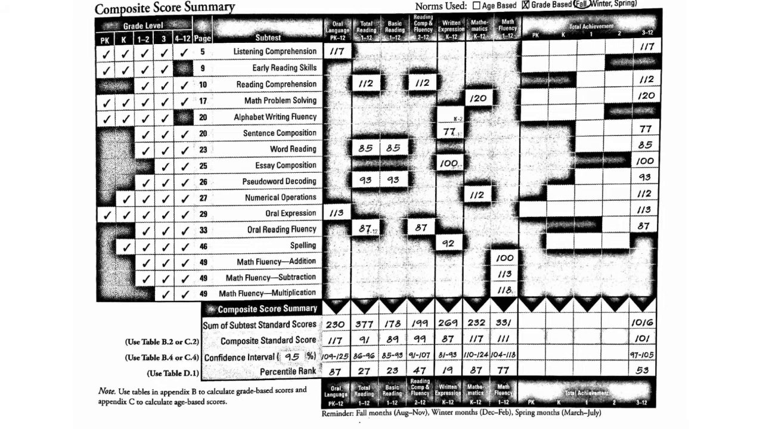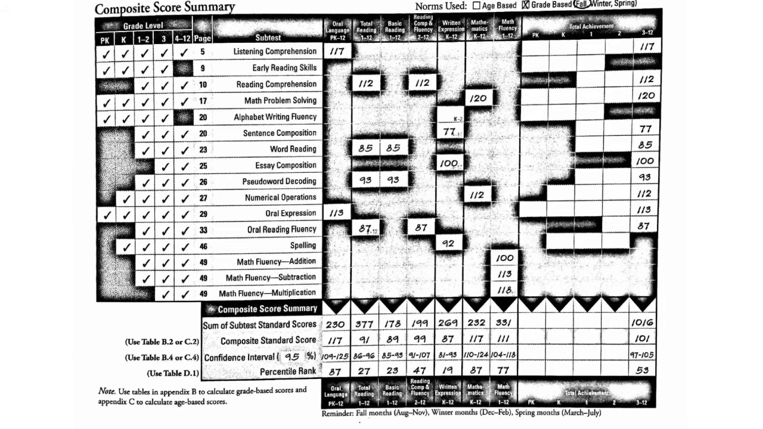Okay, so we know that this test has a mean of 100 and a standard deviation of 15, so we can immediately look across the subtests and see areas of particular strengths and weakness. For example, sentence composition, the student scored a 77. Okay, we know that is more than one standard deviation below the mean. In fact, that's about 1.5 standard deviations below the mean. So we know that that's an area of particular concern for that student.